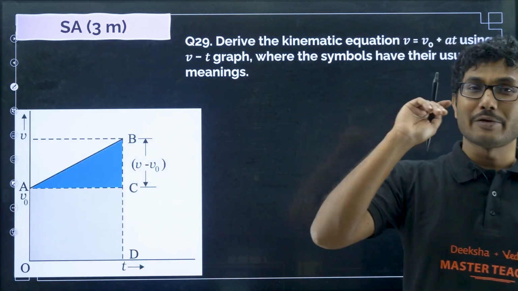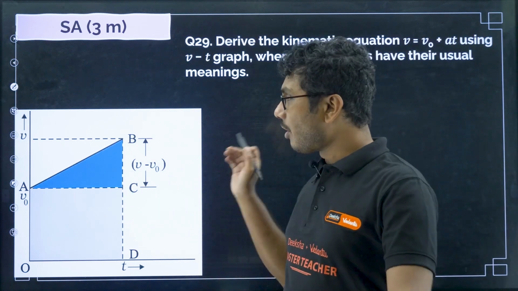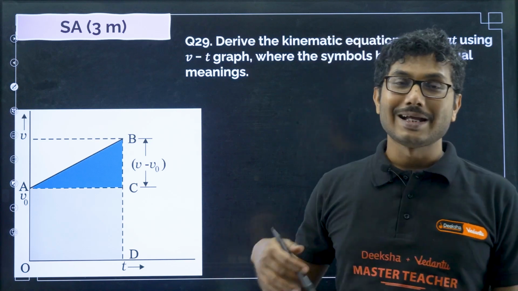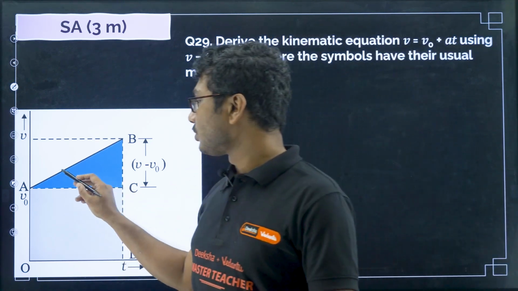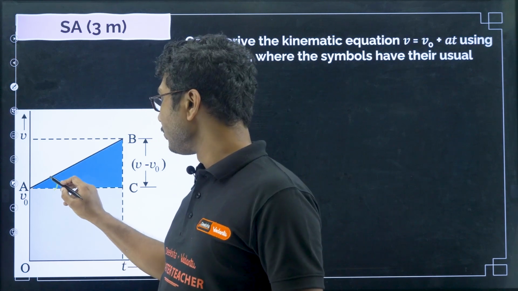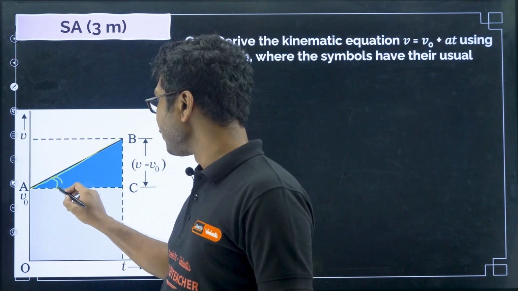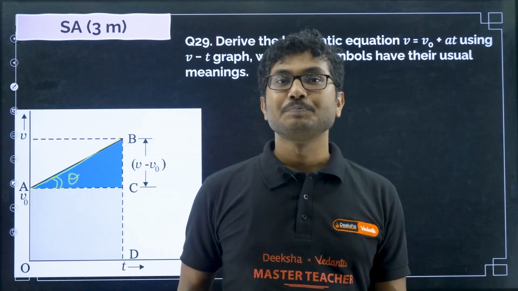The only thing you have to draw is this diagram, that is it. If you draw this diagram, nothing else is there in the question. So, what is the acceleration? Acceleration, from the definition, is basically the slope of this graph. This particle is moving along this. So, this is the slope of this graph. If this is theta, slope is given by tan theta.